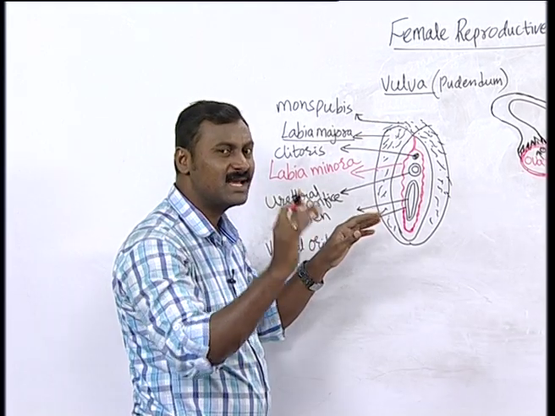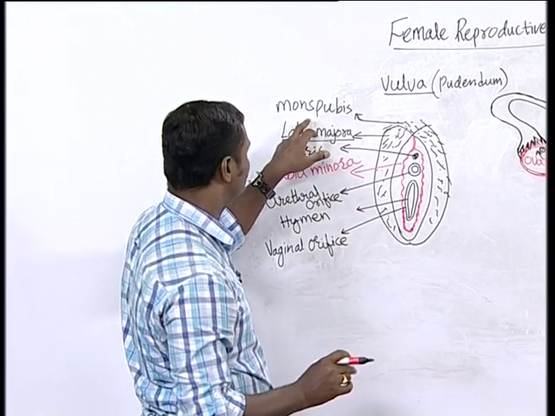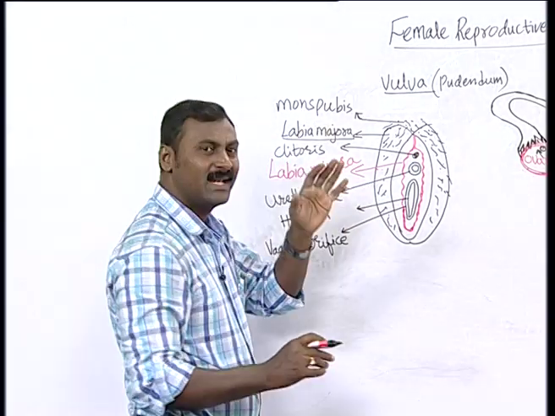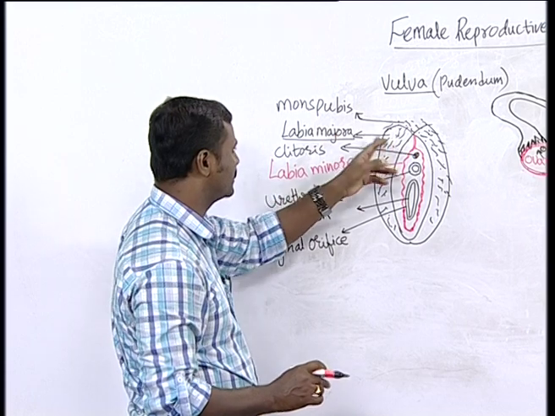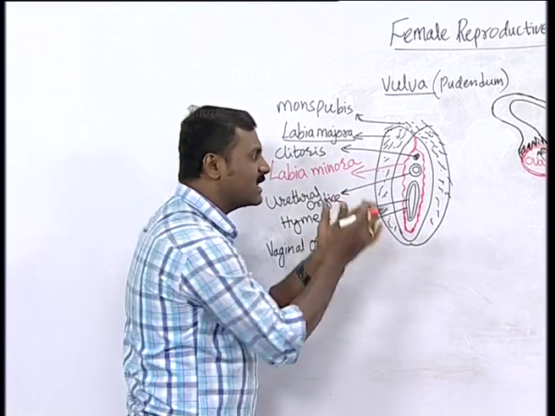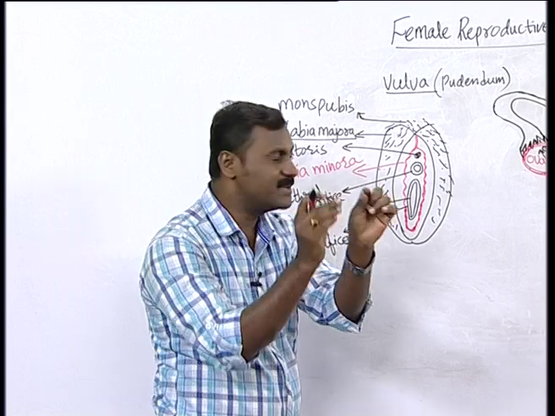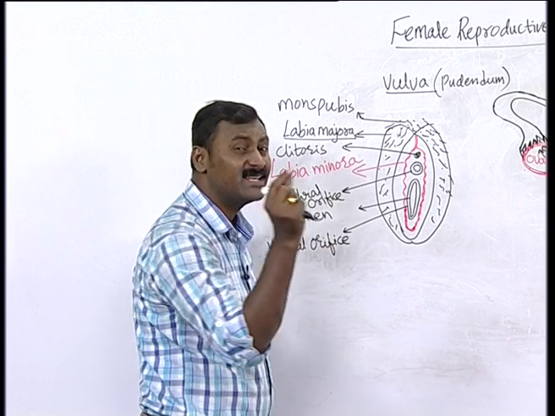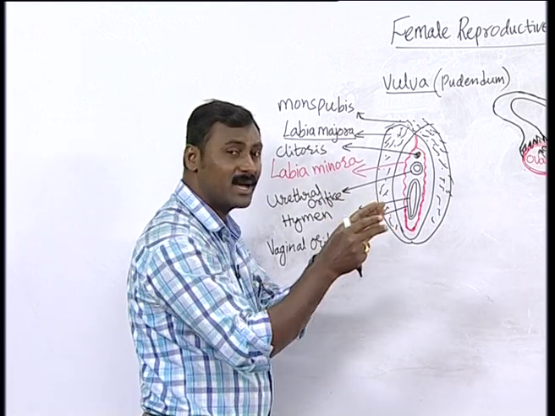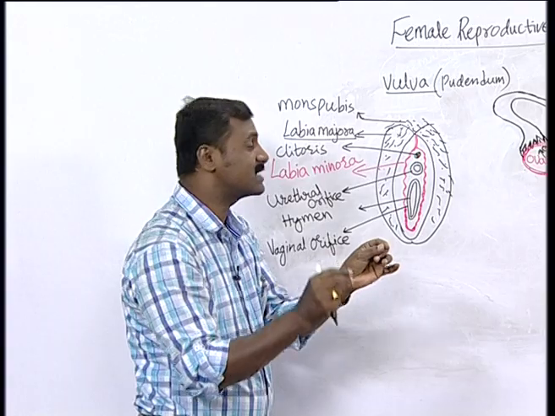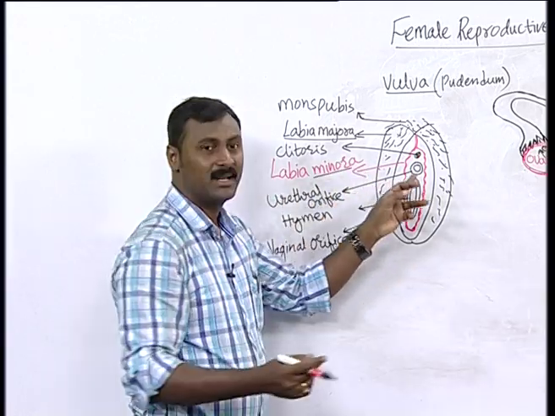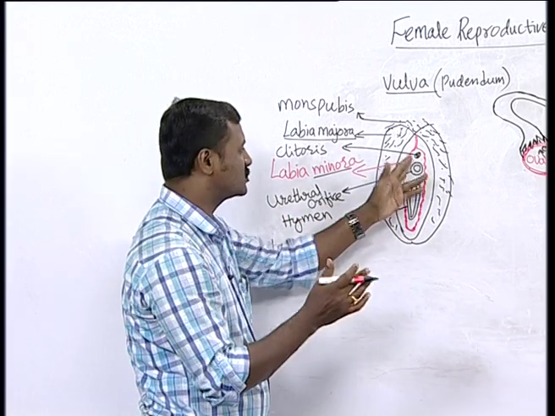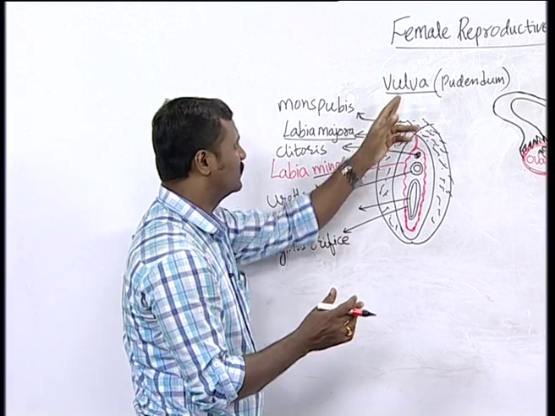It is a fleshy fat with hair. That particular structure is called mons pubis. So mons pubis and labia majora are almost together here, and inside the labia majora another pair of very thin lips are present. You see in red color, these very thin lips inside the labia majora are called labia minora. So labia majora and labia minora, two structures we can see inside the vulva.